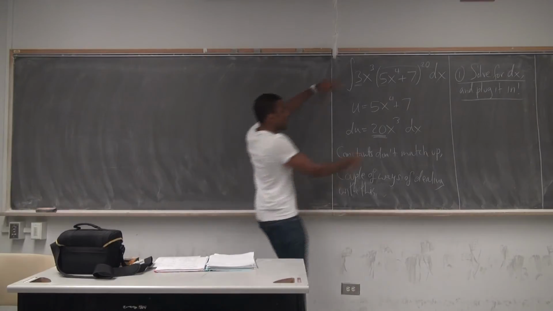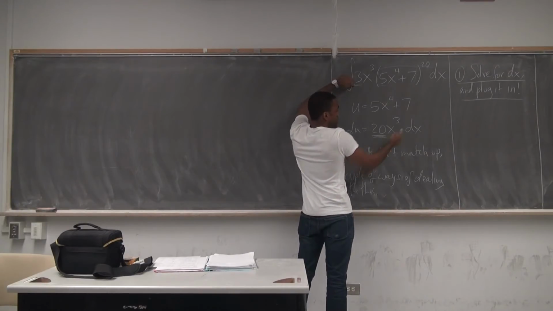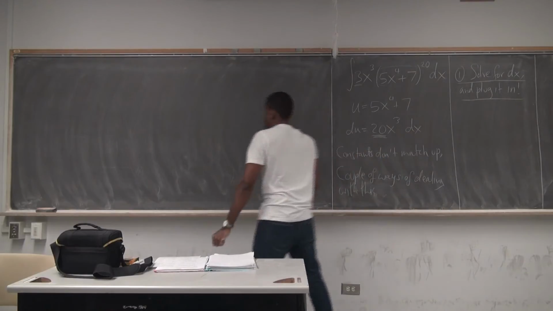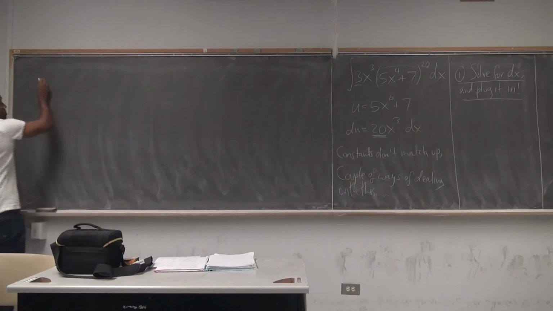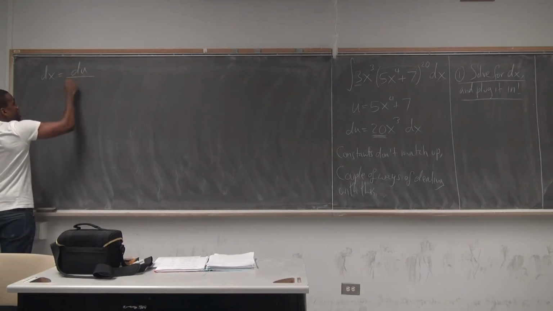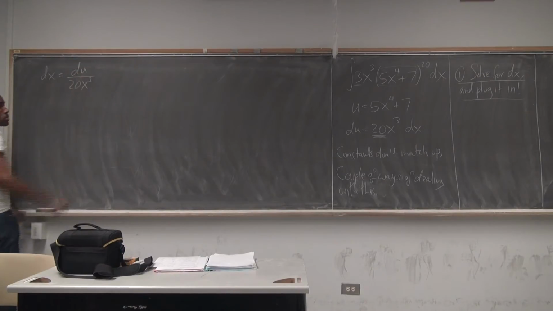Right. So I see that the constants don't match up. What I'm going to do, just solve for dx. If I solve this equation for dx, what do I get? How would I solve for dx? du over 20x cubed. Right, I would get du divided by 20x cubed. Right? And now I'm just going to go back to that integral. I'm going to start swapping things in.